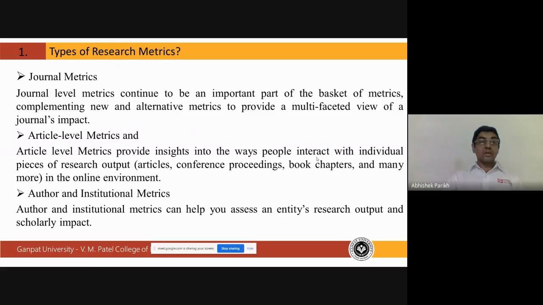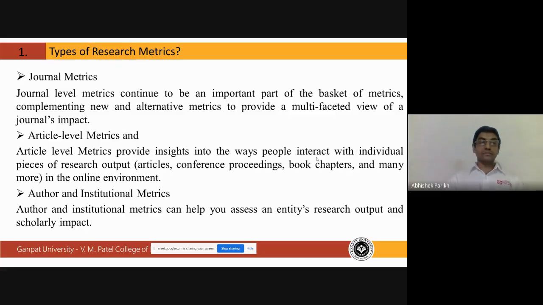The second level of metrics is the article level. Article level metrics provide insight into the way people interact with an individual piece of research output. That may be an article, conference proceedings, a book chapter, and many other types of research output which may be available online or offline. In article level metrics, the objective is to understand the impact of a particular research output.